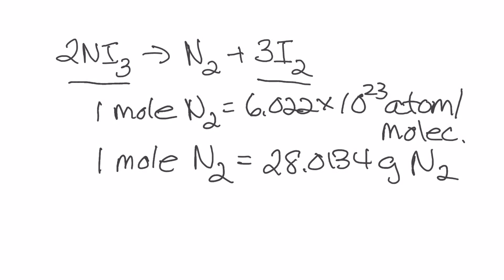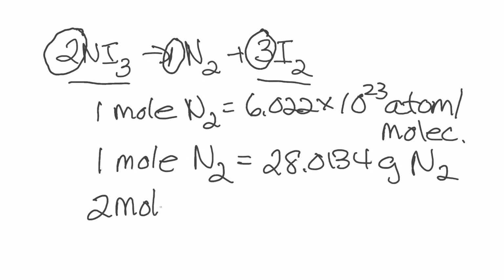And the last thing that we learned in the last video was I can also use the balanced equation, and I can use the coefficients of the balanced equation. And when there's nothing there, that implies a 1, to also relate moles. So I have things like 2 moles of nitrogen triiodide will produce 3 moles of iodine.